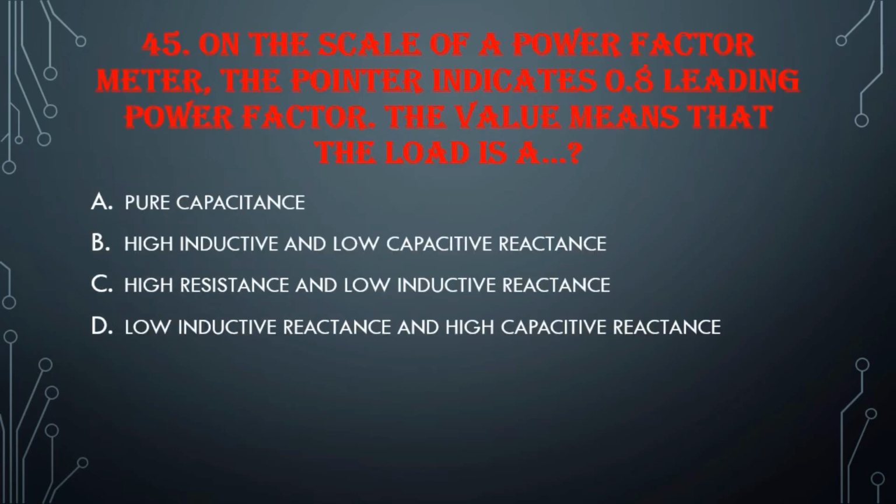The next question for you all, my friends, is: on the scale of a power factor meter, the pointer indicates 0.8 leading power factor. The value means that the load is: A. Pure capacitance. B. High inductive and low capacitive reactance. C. High resistance and low inductive reactance. D. Low inductive reactance and high capacitive reactance. And your time starts now.